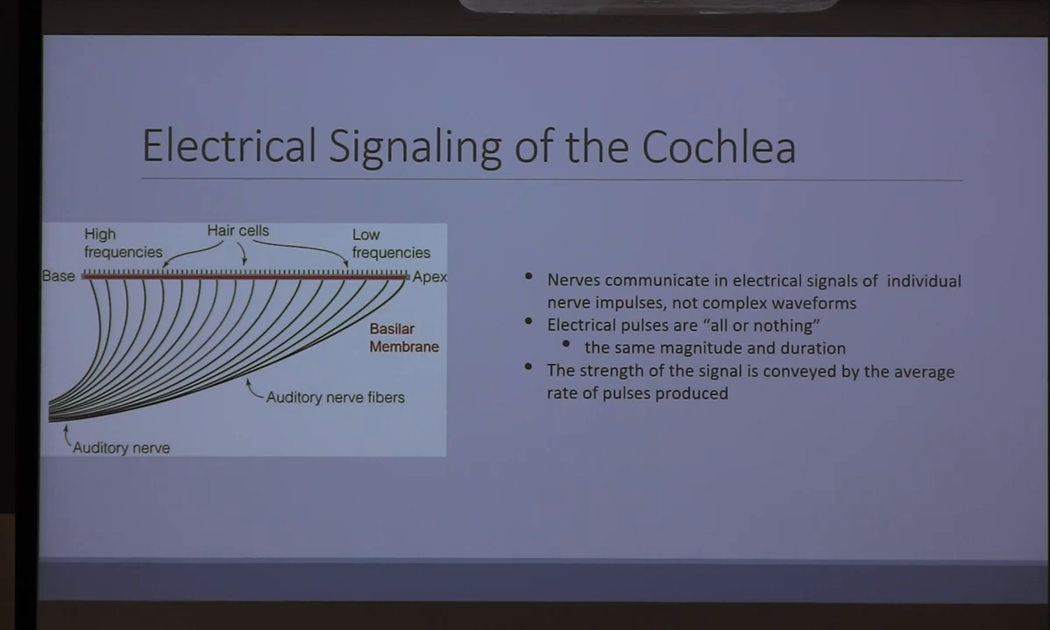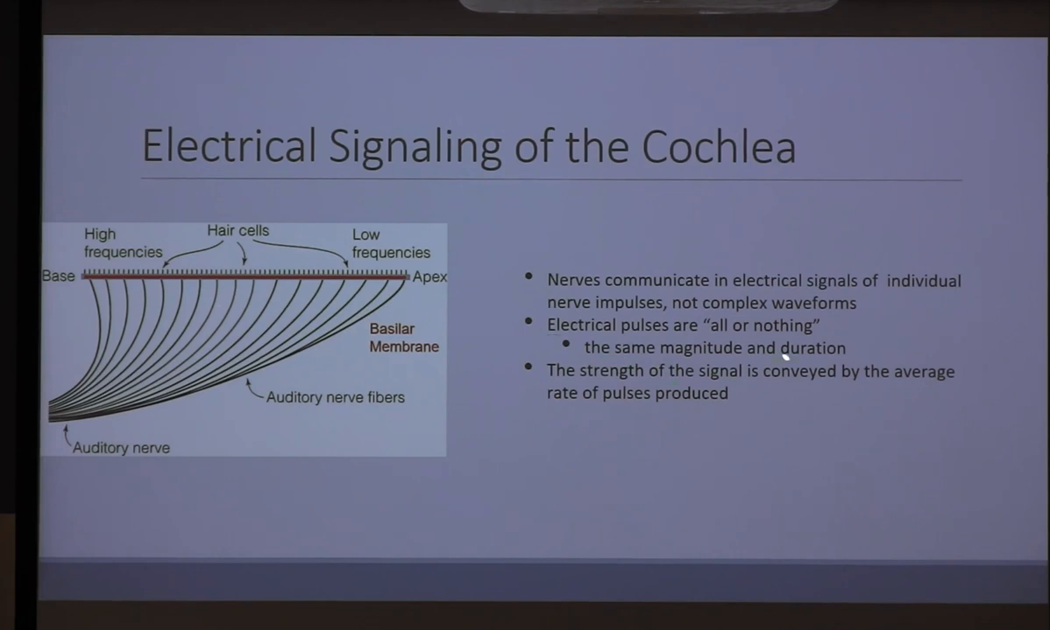Just as a brief overview of how electrical signaling works in the cochlea, nerves communicate in electrical signals of individual nerve pulses, not in complex waveforms. And so it signals in discontinuous pulses. So this will be important for how the cochlear implant has to function.